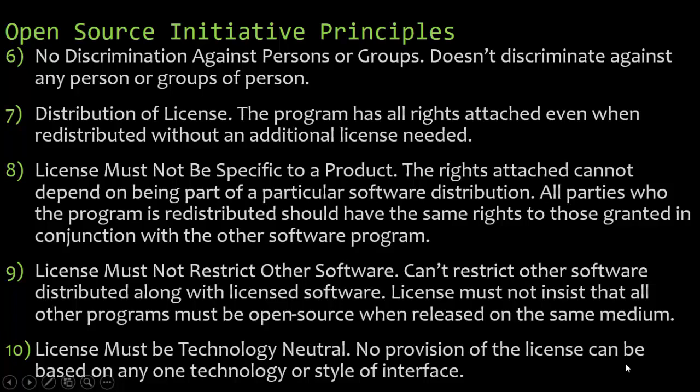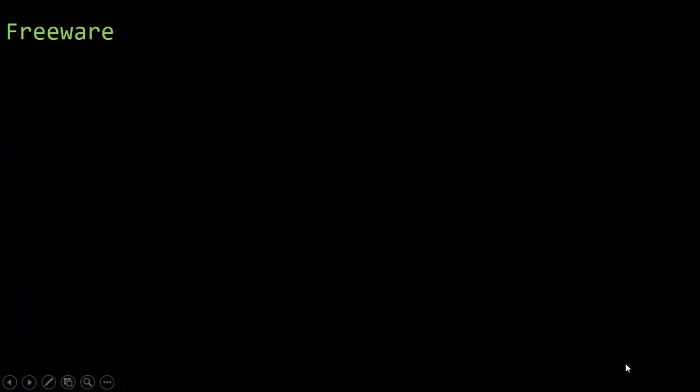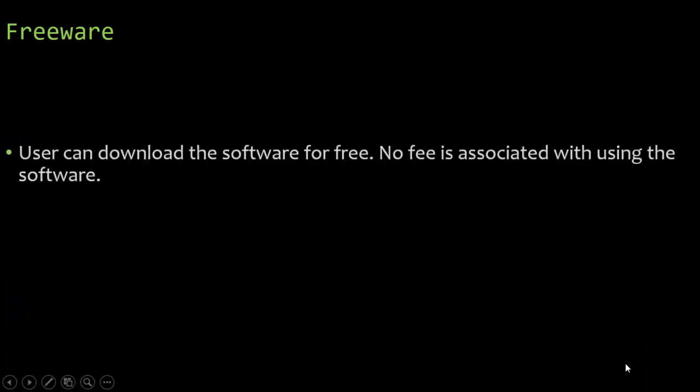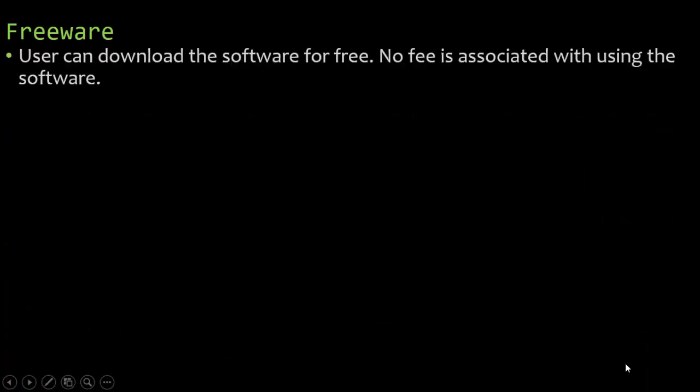So that is open source. You can see the source code. The Free Software Foundation says, hey, you can modify that source code. You can see it. As long as you follow those 4 rules, you're good to go. So if that is open source and free software, what is freeware? Well, with freeware, users can download the software for free. There's no fee associated with using the software.